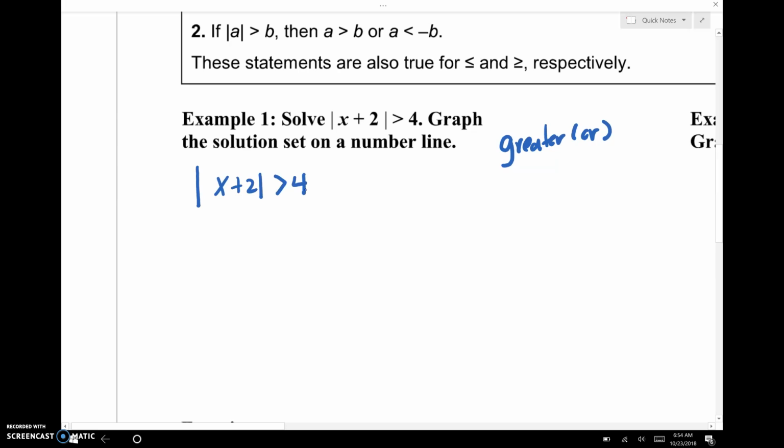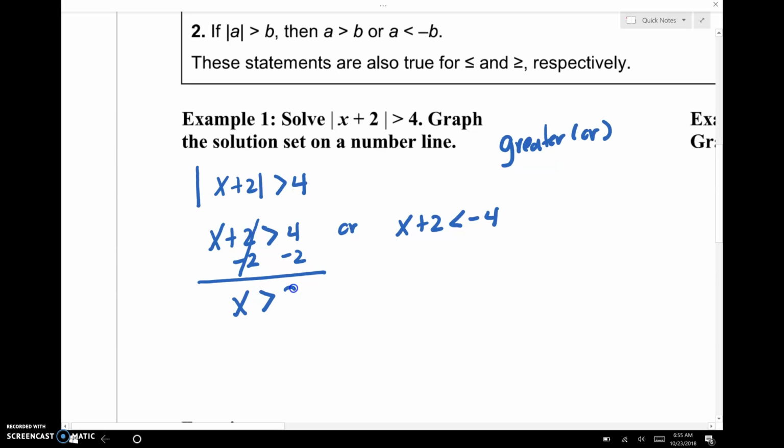So to set up our compound inequality, it's going to be x plus 2 is greater than 4, or x plus 2 is less than negative 4. So what we do here first is we subtract 2, and we know that 2 minus 2 is 0, and we have x is greater than 2. Or we subtract 2 from both sides, and we have x is less than negative 6.